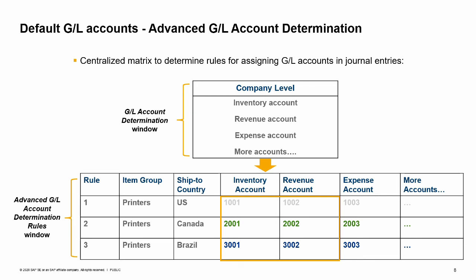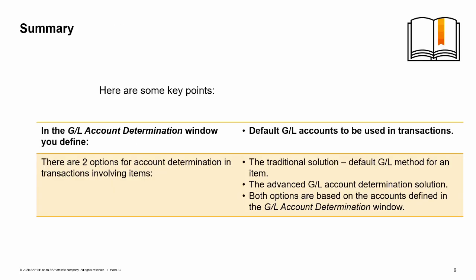When they choose an item in a marketing document, for example an AR invoice, the system checks the accounts required for the transaction. In our example, the system checks the inventory and the revenue accounts. Then, the system checks if there are any rules defined for these accounts. If there are rules defined for the necessary accounts, the system looks for the appropriate rule and picks the rule with the highest priority.